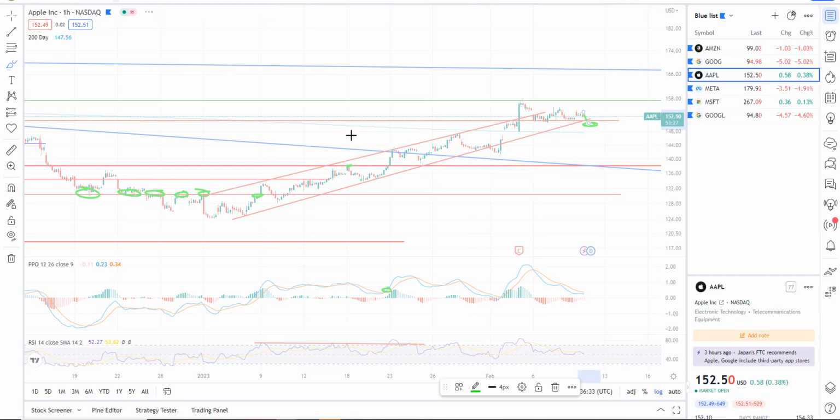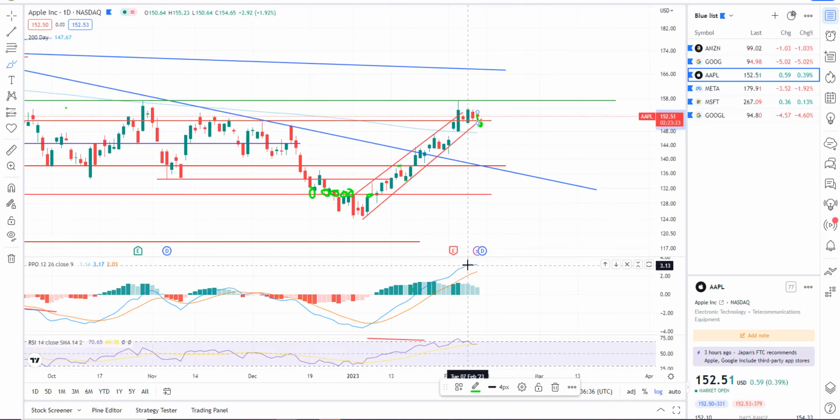Also on the daily, one thing to look at, you can see the PPO starting to turn down. So maybe we're going to consolidate here for a little while. What I would look for first on the hourly chart is negative divergence to show up on the hourly. And then once you get that, we'll probably start looking for the sell signal and the PPO to cross over.